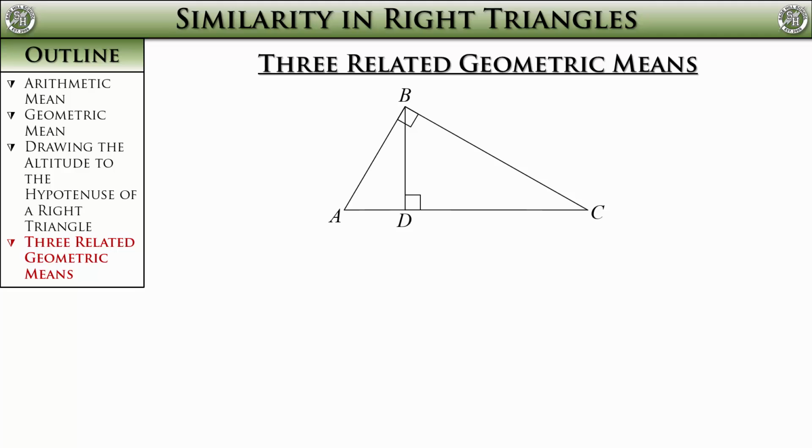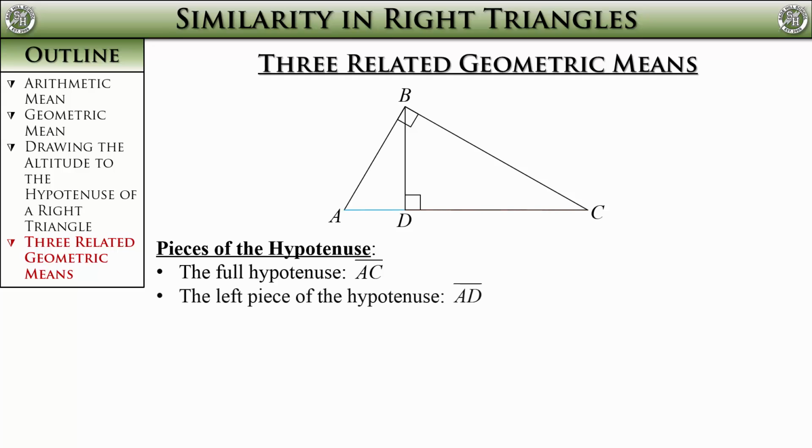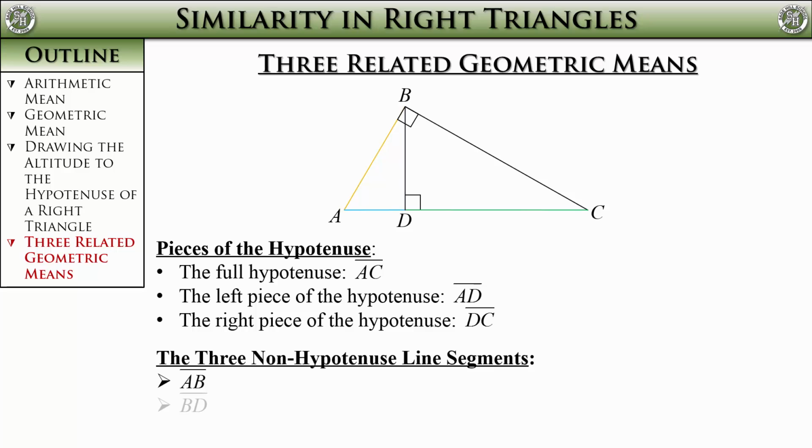Before showing you the 3 geometric means, you need to focus on 2 things here. Drawing in the altitude segments off the hypotenuse. We still always have the full hypotenuse, line segment AC, but the altitude we drew in splits the hypotenuse into 2 pieces. On the left side we have line segment AD. On the right side we have line segment DC. Understand that we have 3 hypotenuse pieces. In our picture, we also have 3 non-hypotenuse line segments. We have line segment AB, there is line segment BD, and finally we have line segment BC.